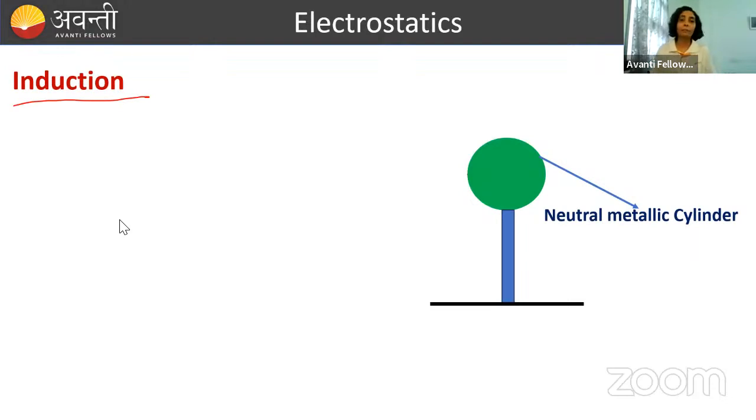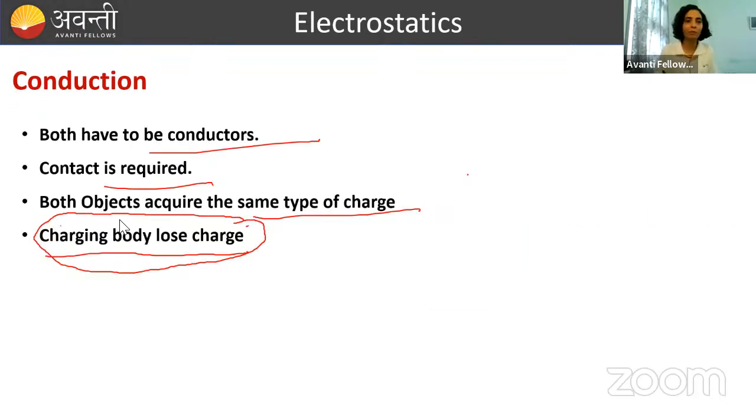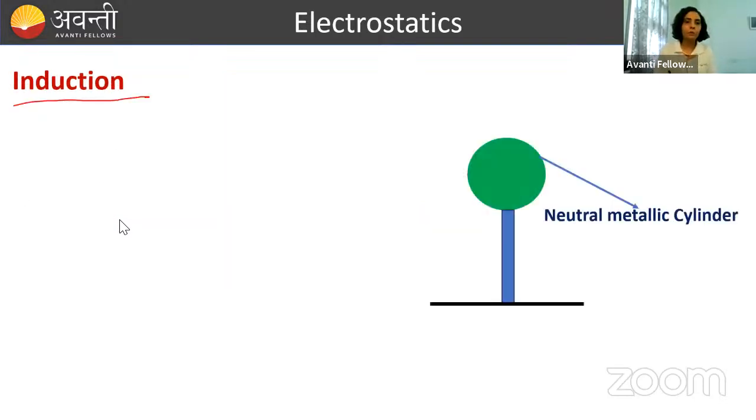Again, in induction, just like conduction, which kind of body can you charge by the method of conduction? Conductors only, right? And through induction also we will see that we can charge only a neutral conducting body through the method of induction. So here I have taken a neutral metallic cylinder. This is a conductor, and this is neutral. We have to charge it.